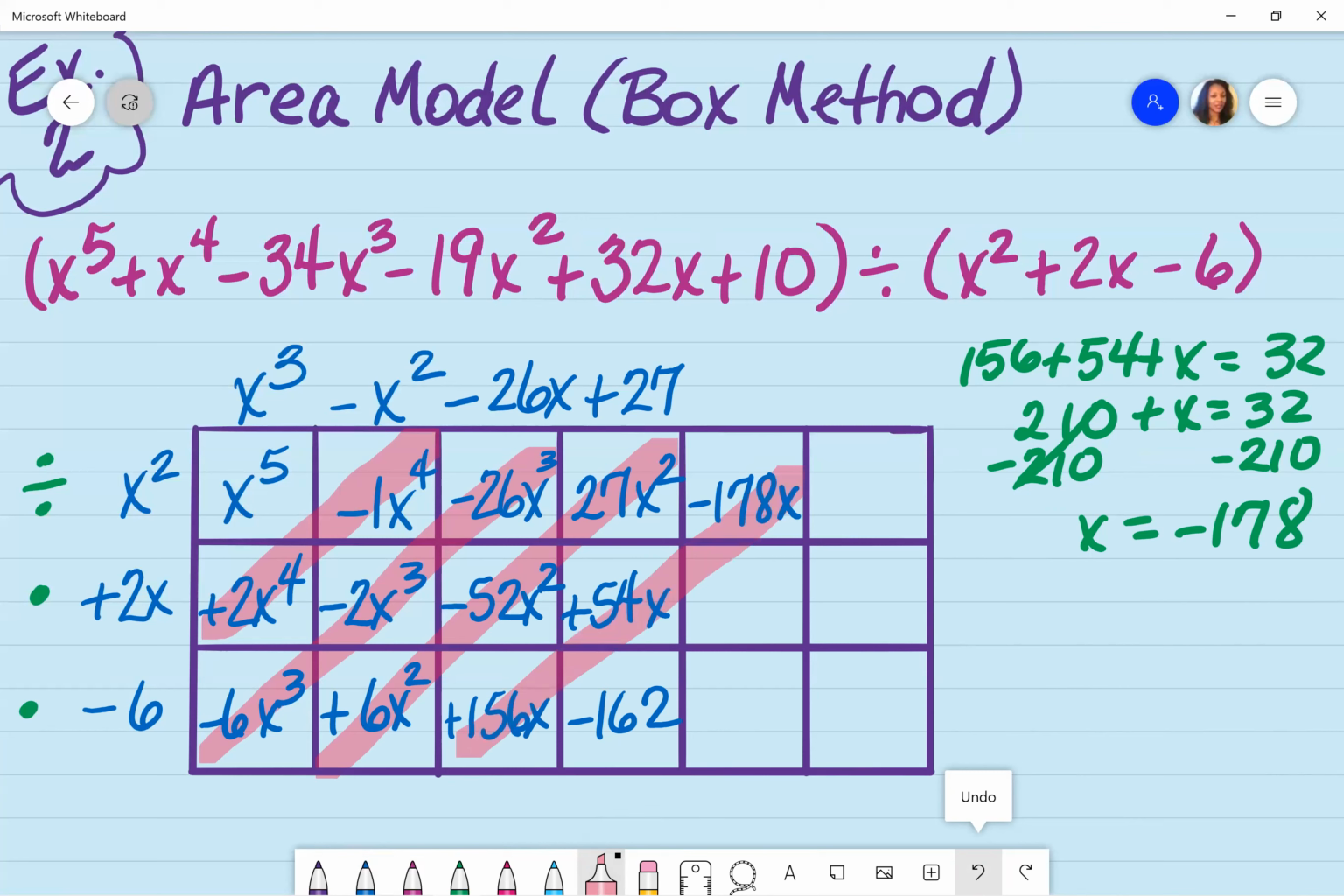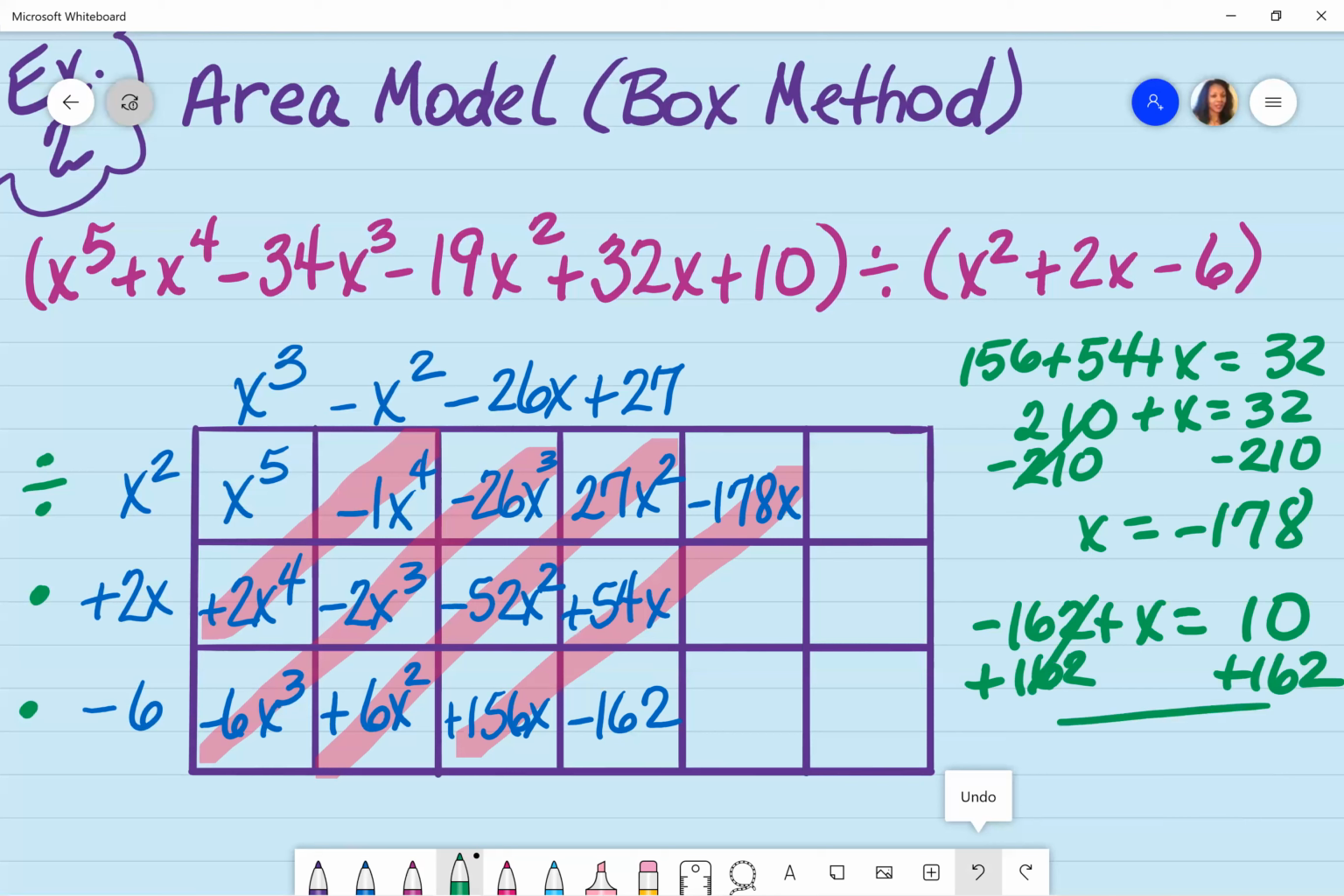And then finally, this is my last box. So negative 162 plus what will equal 10? Again, I'm getting that 10 from there. And I'm going to add 162 because that's the inverse. I'm trying to zero it out on this side and end up with X is equal to 172. So my 172 goes here. And I am finished because I wouldn't keep going.